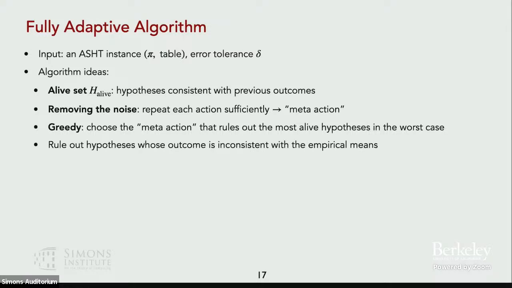Once we perform the action, we're going to see outcomes, and we're going to take the empirical mean of the outcome. At this time step, I will rule out those hypotheses that are inconsistent with the empirical outcome that I observed. Again, we will terminate this algorithm when there's only one hypothesis left in my set.